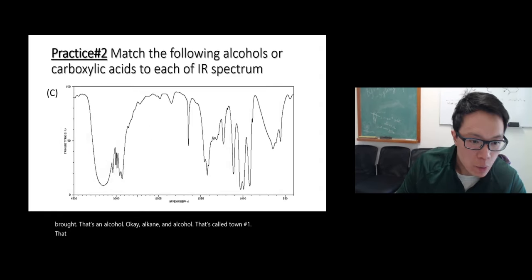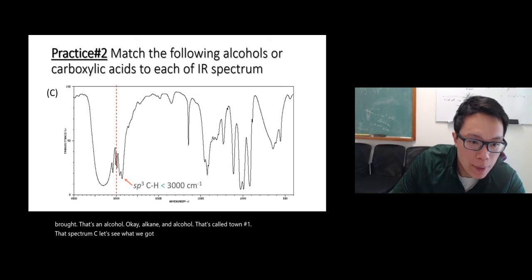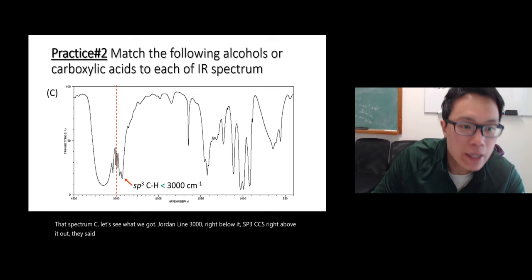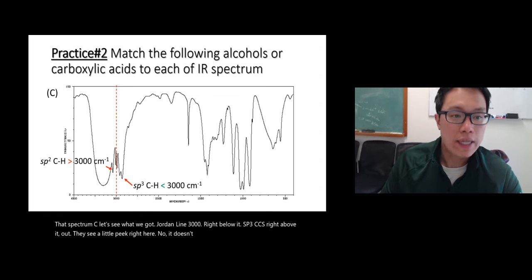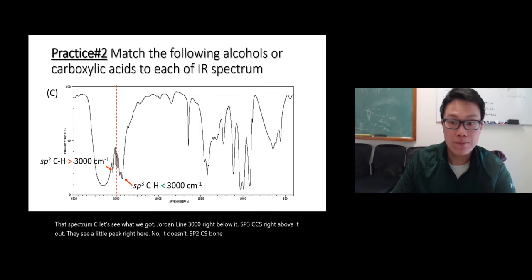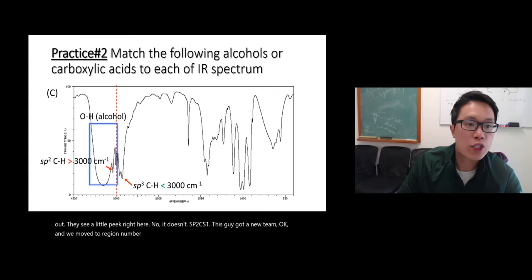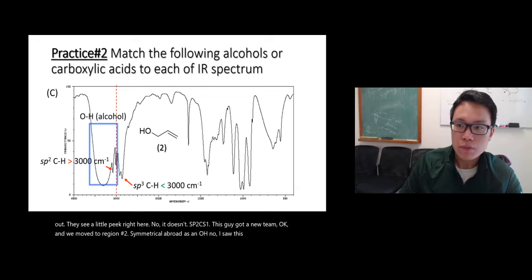Spectrum C, that's what we get. Draw the line at 3000. Right below it, sp3 CH. Right above it, oh, you see a little peak right here? Yes, that's an sp2 CH bond. This guy has an alkene. We move to region number two, symmetrical broad. That's an OH. So this is compound number two.